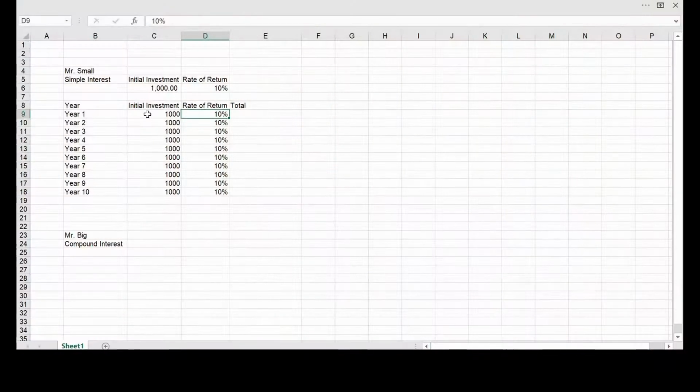So then we have got our computation here, an Excel file. As you can see, it's very colorful. Now I want to make it very simple here so that everybody can see it quite clearly. So we have got two persons here. We have got the first person, which is called Mr. Big, and the second person is called Mr. Small. This Mr. Big is our compound interest calculation and Mr. Small is our simple interest calculation.